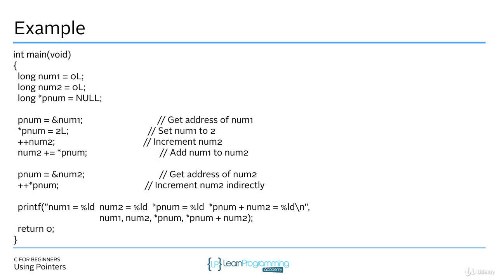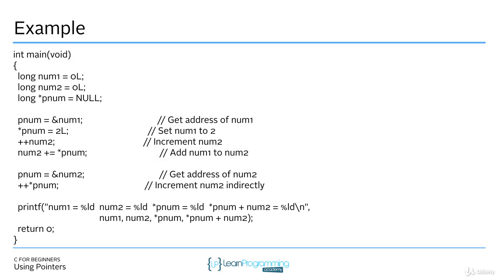Another example here. Here we're going to show you how to get the address of some variables. So here in this main, we're doing some pointer arithmetic on the actual expressions. So we're not doing anything on an array, so we're not incrementing or decrementing pointers necessarily, we're decrementing values. So we have two long types, num1 and num2, and then we have a pointer of type long. We initialize it to null. We assign the address of num1 to our pointer, pnum, and then we assign the value of pnum 2L. So that means num1 is now going to be 2L.